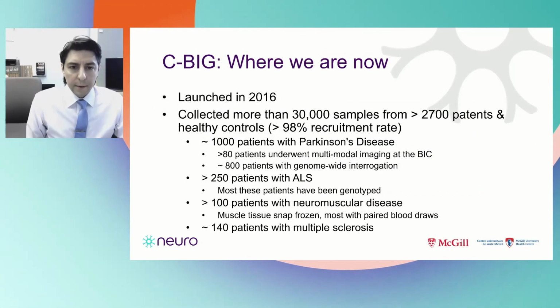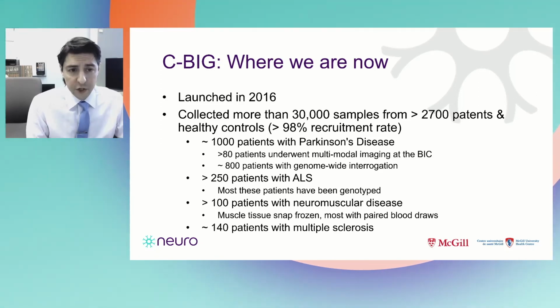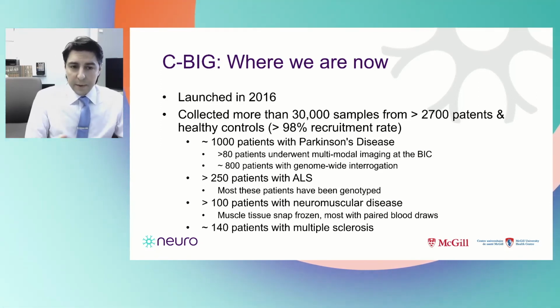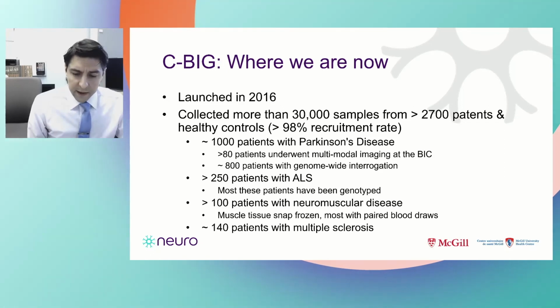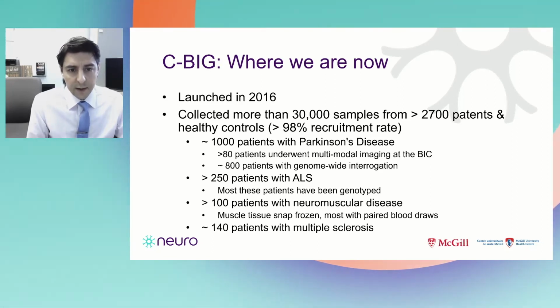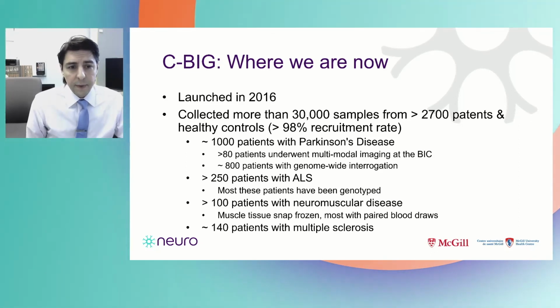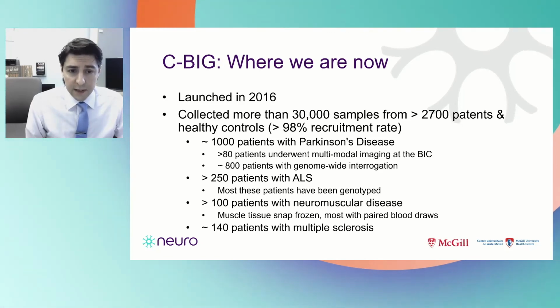So where are we now? CBIG launched in 2016, and we've now collected more than 30,000 samples from more than 2,700 patients. And I put here our recruitment rate, and I think it's worth addressing that our patients are incredibly motivated to participate in this project. In fact, I think we've had only 12 patients decline participation in the last 4 years. We've collected more than 1,000 patients with Parkinson's disease.